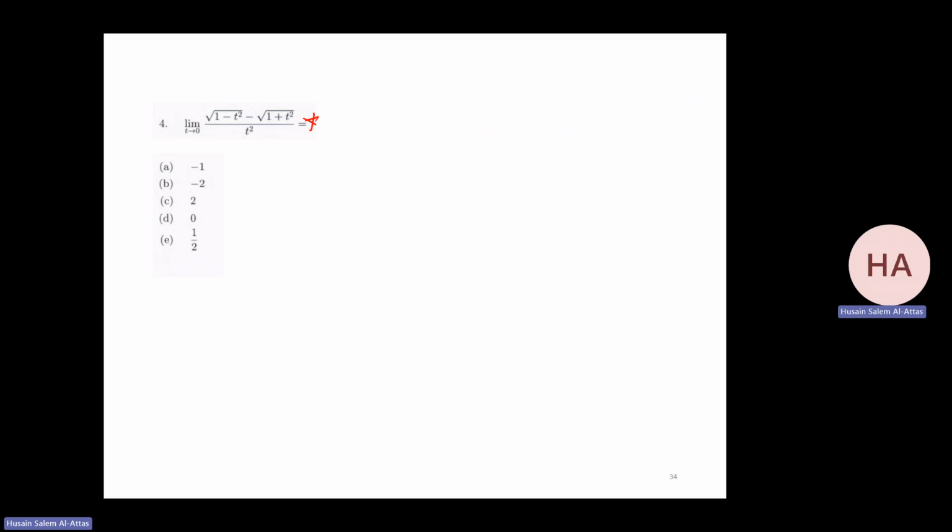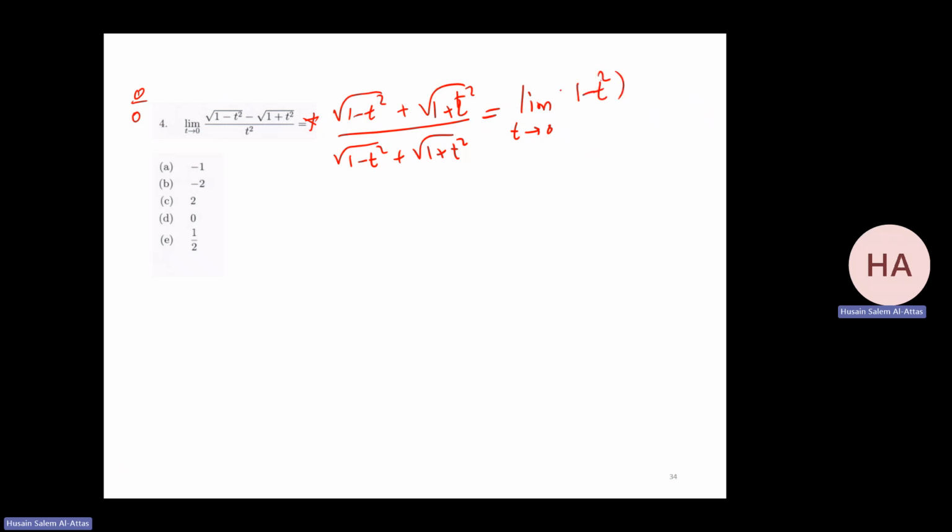If we substitute, we get 0 over 0. So we need to rationalize this in the numerator and the denominator. Usual. Be careful with the calculation. You get what? Limit as t goes to 0. This is the difference of two squares. 1 minus t squared minus 1 plus t squared over t squared.